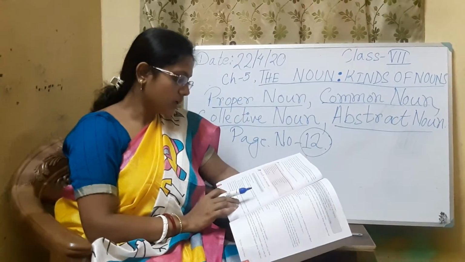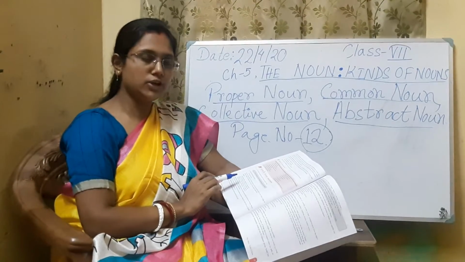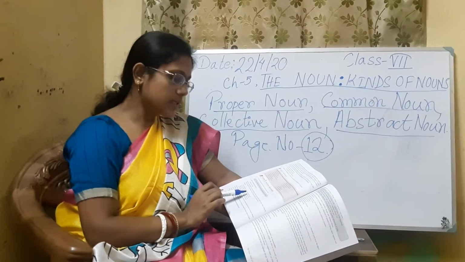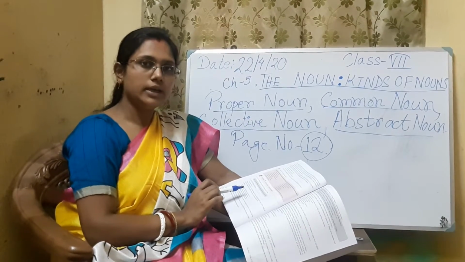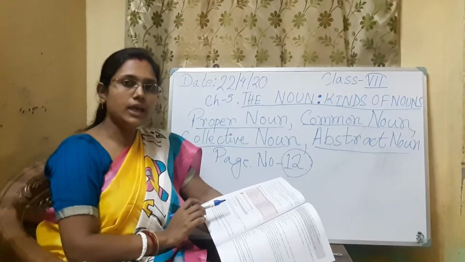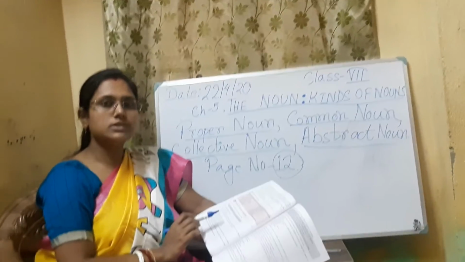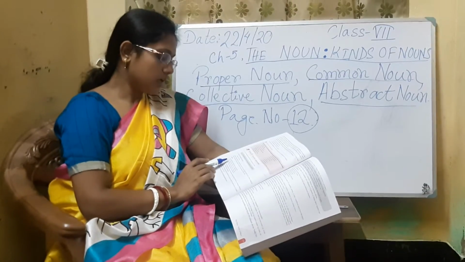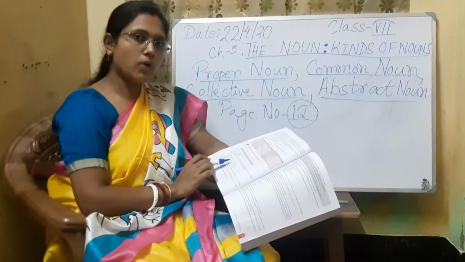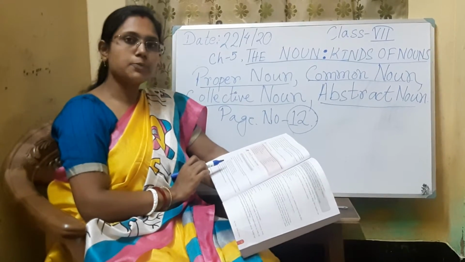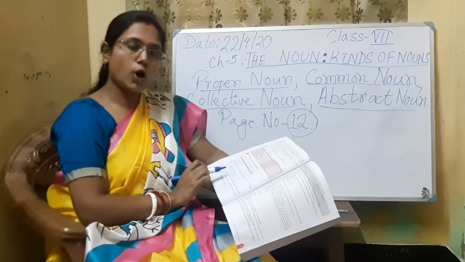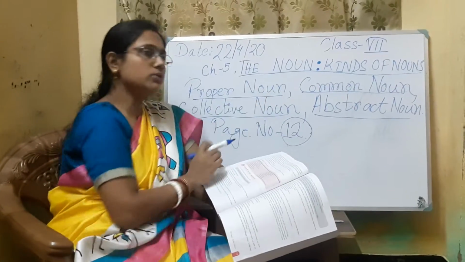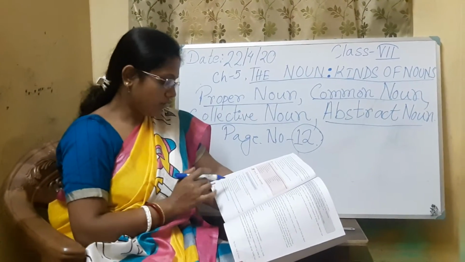Now there are similar examples given in your book. Sita is a proper noun, whereas girl is a common noun. We know that girl is a category where many girls fall into the same category with the same name, that is girl. So it is common noun. Harry is a proper noun while boy is a common noun. Kolkata is a proper noun whereas city is a common noun. So common noun and proper noun, you know this one very well.